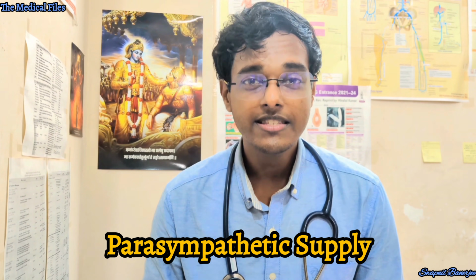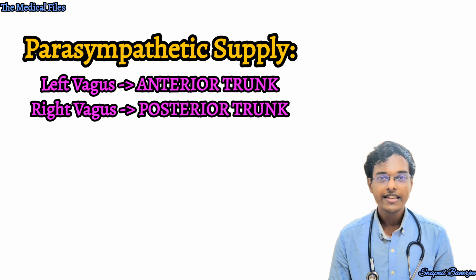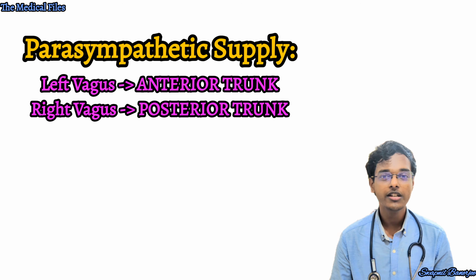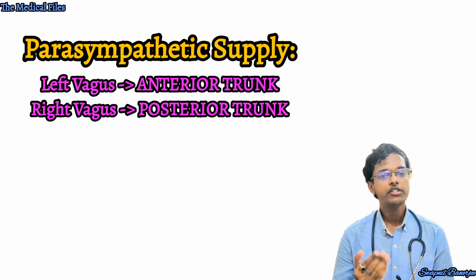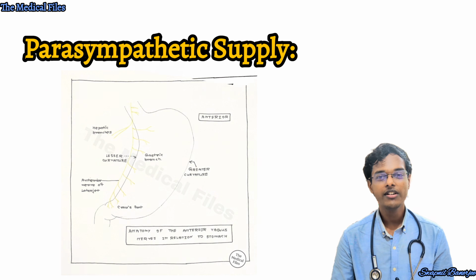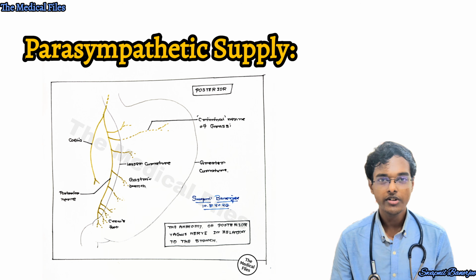Now talking about the parasympathetic supply, that is derived from the vagus nerve or the 10th cranial nerve. Now remember the embryology of stomach. During the development of stomach, the gut rotates, and that's why the left part of vagus helps in the formation of the anterior trunk and the right part of vagus helps in the formation of the posterior trunk. The anterior trunk supplies the anterior surface of stomach and also gives off a branch, the nerve of Latarjet. And the posterior trunk supplies the posterior surface of stomach and it also continues as the posterior nerve of Latarjet.